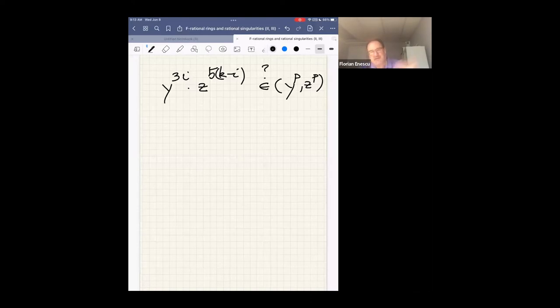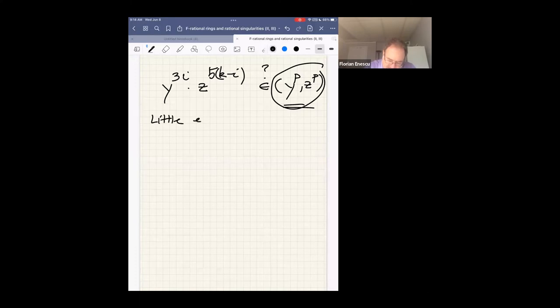Now a short argument tells you that we have a sum of terms like this, right? You can regard this relation in K[x,y,z], in fact. And if a sum of terms like this is in this ideal, because this ideal is monomial, then all terms have to be there.